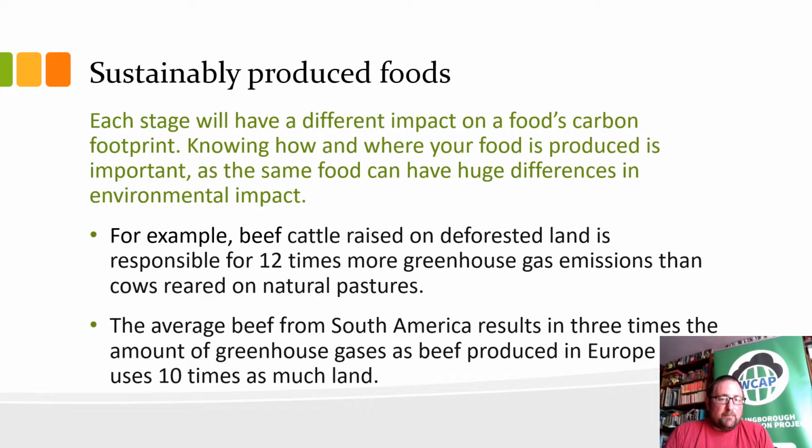Each stage will have a different impact on a food's carbon footprint. Knowing how and where food is produced is important, as the same food can have huge differences in its environmental impact. For example, beef cattle raised on deforested land is responsible for 12 times more greenhouse emissions than cows reared on natural pastures. So the average beef from South America results in 3 times the amount of greenhouse gases as beef produced in Europe and uses 10 times as much land.